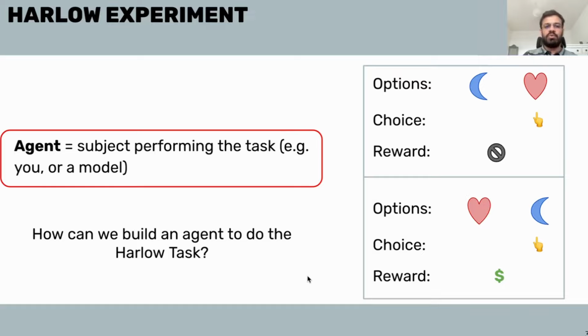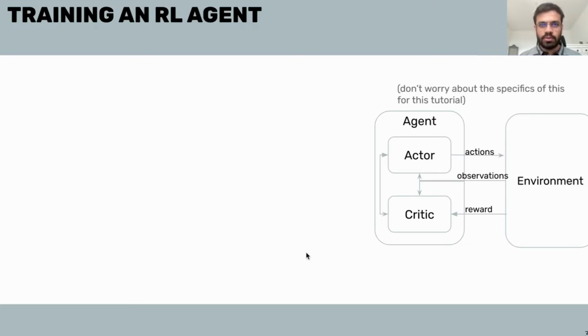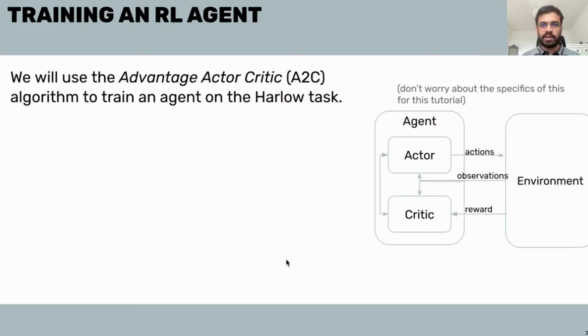The question is, how do we build an agent to do the Harlow task? What kind of RL agent would be good here? What we use here is the advantage actor-critic algorithm. We won't go into too many details, but basically the agent gets two networks. One is the actor network and the other is the critic network. The actor network gets the observations from the environment, which contain the state and all that, takes the observations and outputs actions, so that it interacts with the environment.